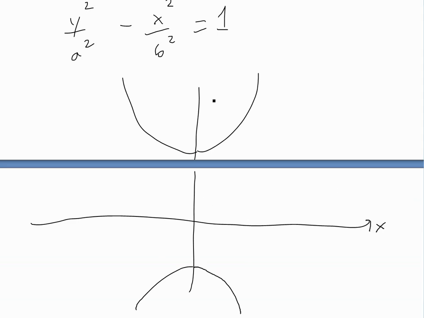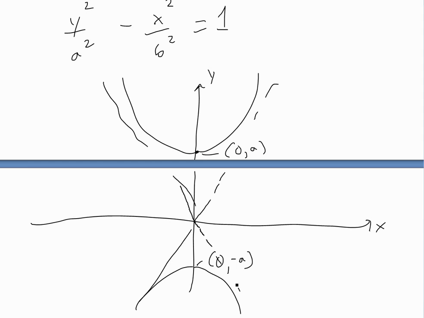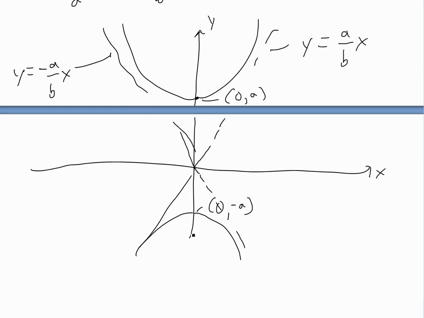This is x, this is y, and once again this point here is the vertex, except now it's (0, a), and this one is (0, negative a). The asymptote lines go across this and down through the center, but they're a bit different. It's y equals negative a over b x, and y equals a over b x. Everything's just opposite of what you would expect from the other one. Those are the asymptote lines, and the foci again would be here and here.